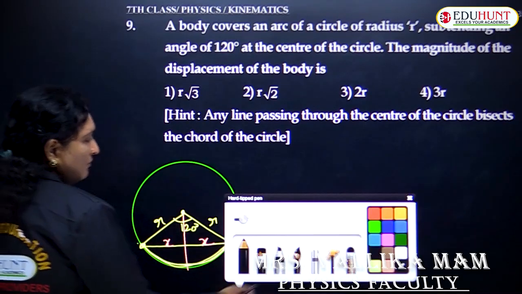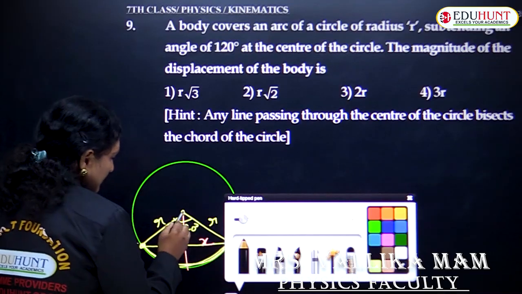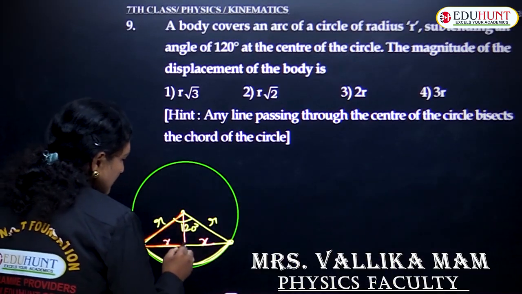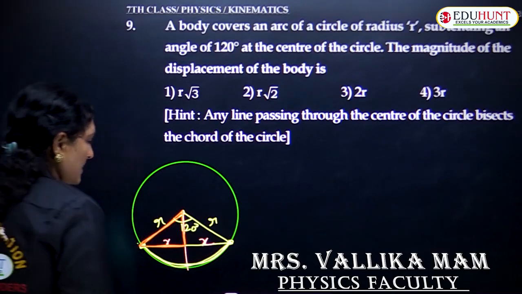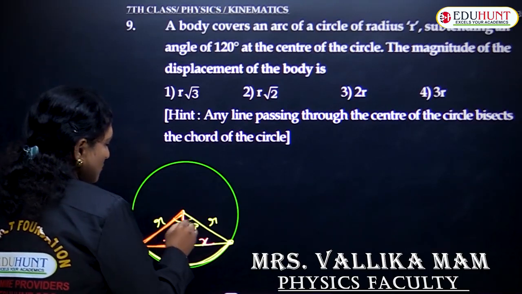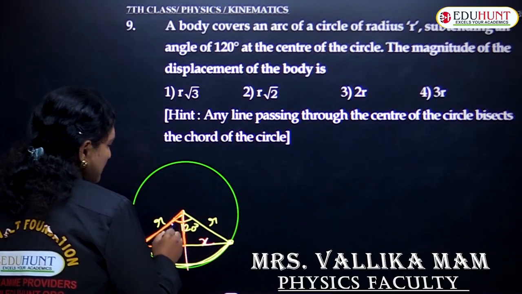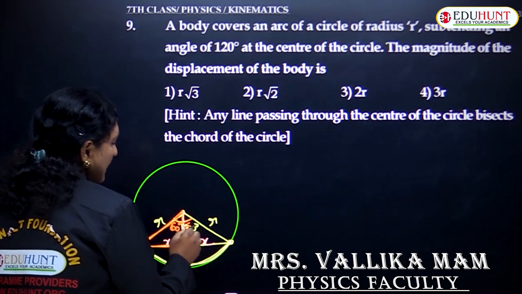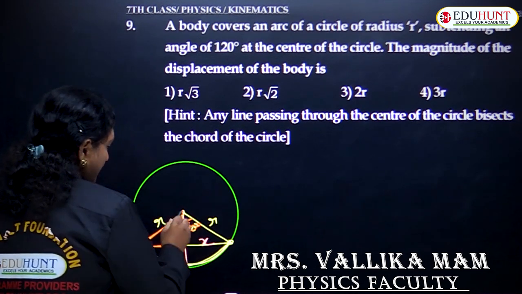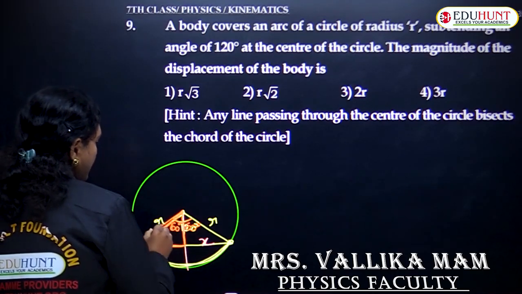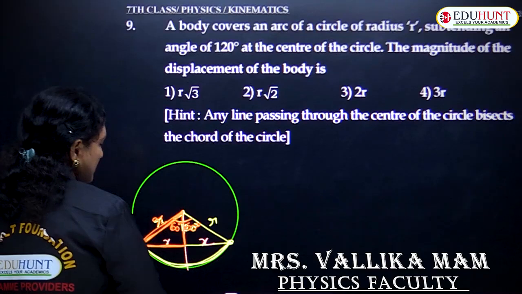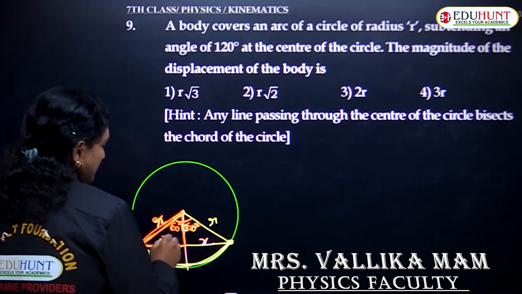And in the above figure, if you observe carefully, this forms a right angle triangle. If it bisects, the total angle would be 120 degrees. Hence, this angle will be 60 degrees and the remaining angle would also be 60 degrees. In this right angle triangle, this length was given as r, this was 60 and this was x.